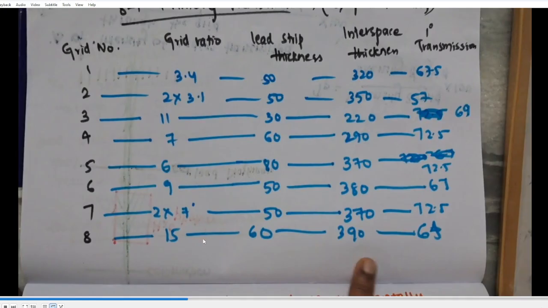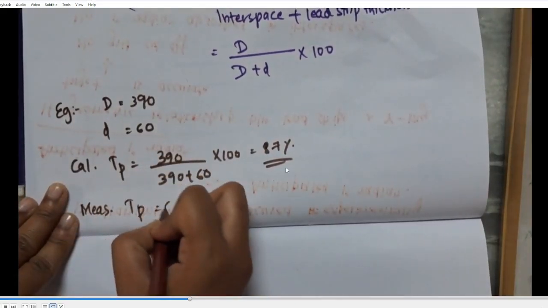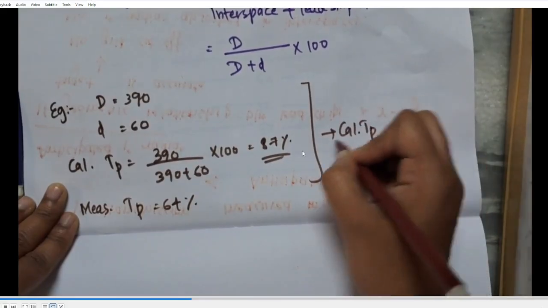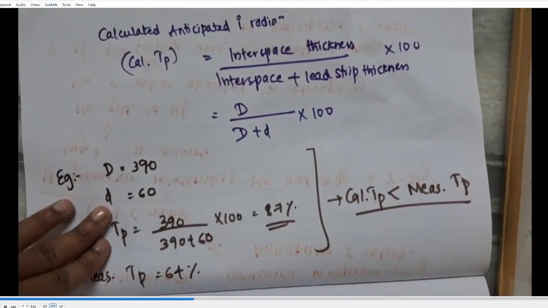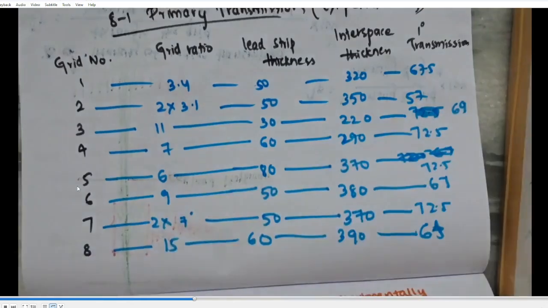The experimental primary radiation for a grid ratio of 15:1 is 64%, but the anticipated primary radiation is around 87%. So there is a difference of around 23%. The experimental or measured primary transmission is lesser than the calculated or anticipated primary transmission.